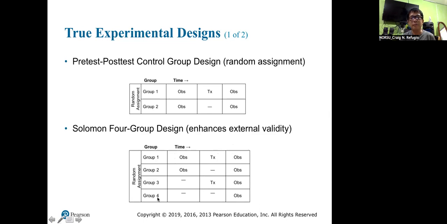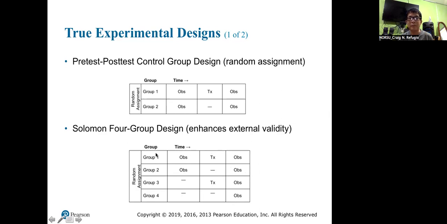For group 3 and group 4, there is no observation at the beginning. You give treatment to group 3 and no treatment to group 4, and at the end you do observations. So if you notice, at the end all groups have observations, but we have a pairing of group 1 and group 2, then group 3 and group 4. In the first pair there are initial observations; in the second pair, no observations at the very beginning. Group 1 gets a treatment and group 2 none, and then at the end you have the observations.